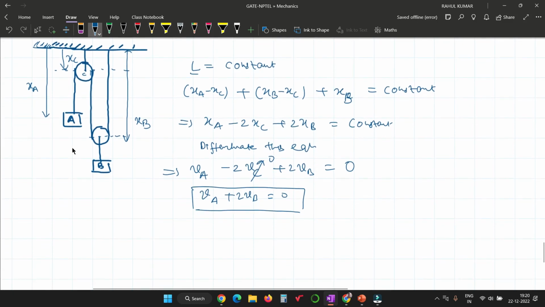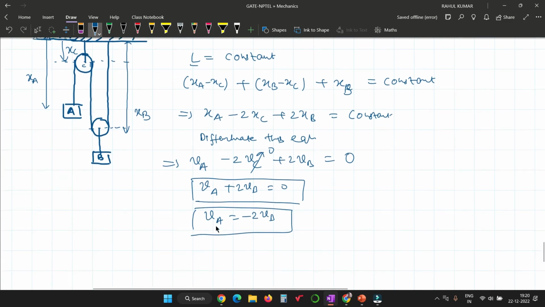Here you can see that the velocity of this pulley is nothing but the velocity of block B, because this arm is fixed with this pulley. If the pulley is moving with velocity VB, then definitely the block is also moving with velocity VB. So if block B is moving VB in downward direction, then block A will be moving 2 times the velocity of VB, but in upward direction, because VA is minus 2 times VB.